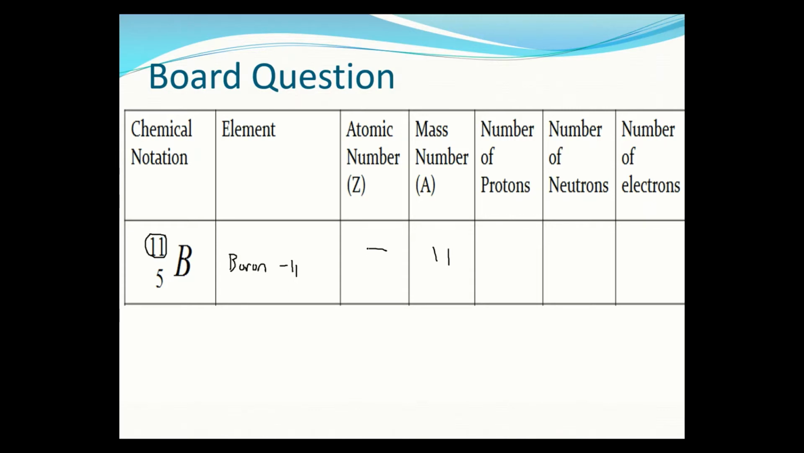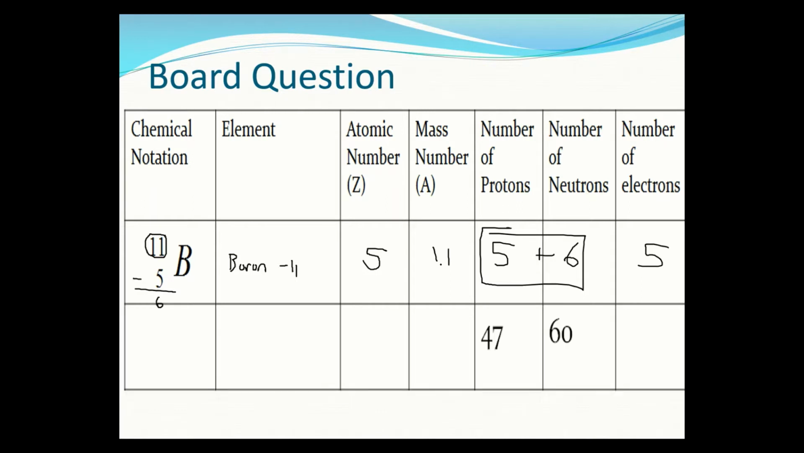The bottom is our atomic number, which is our number of protons, and we always have the same number of electrons. And then to find neutrons, it's set up like subtraction. 11 minus 5 is 6. So we must have 6 of those as neutrons. Right? And if we go 5 plus 6, we get 11. That's the right answer. Okay.